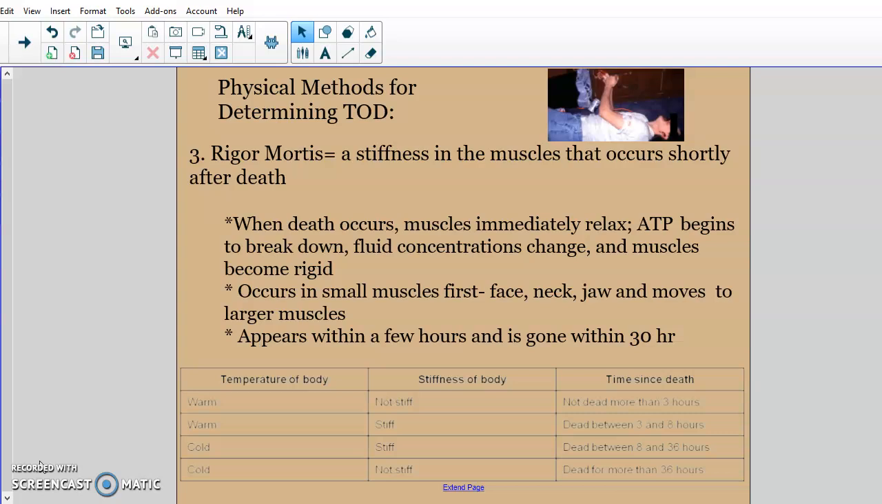And then at the end of this assignment, there are some questions for you to answer. They're algor mortis, livor mortis, and rigor mortis questions for you to determine time of death. Make sure you do those as well.